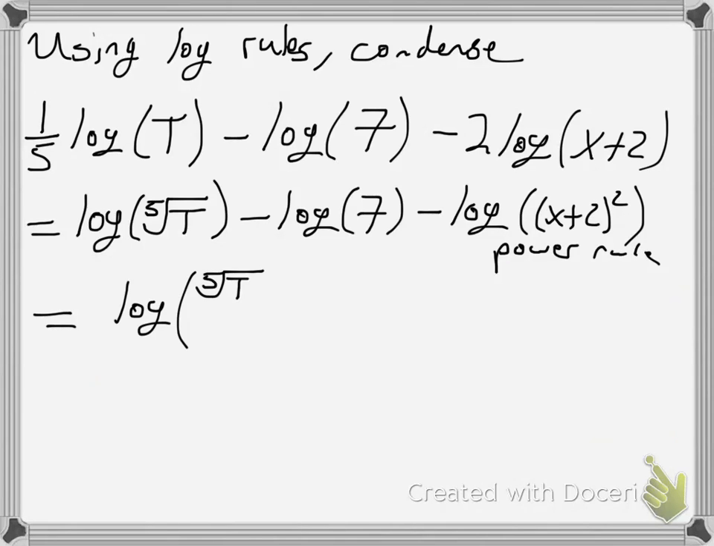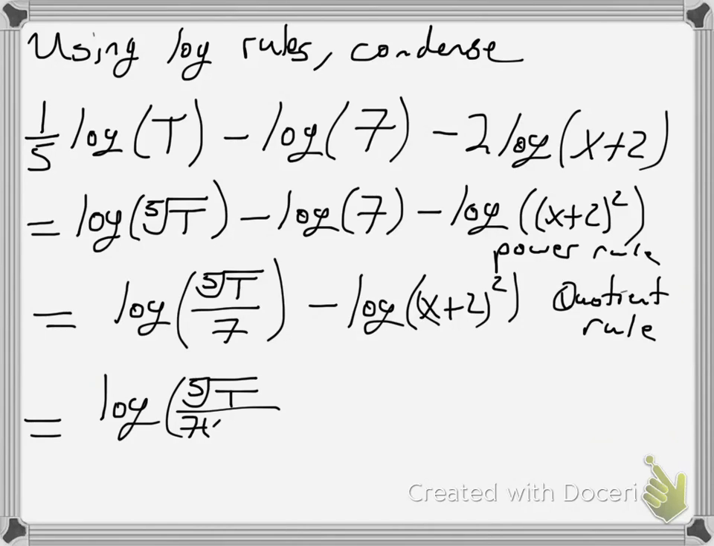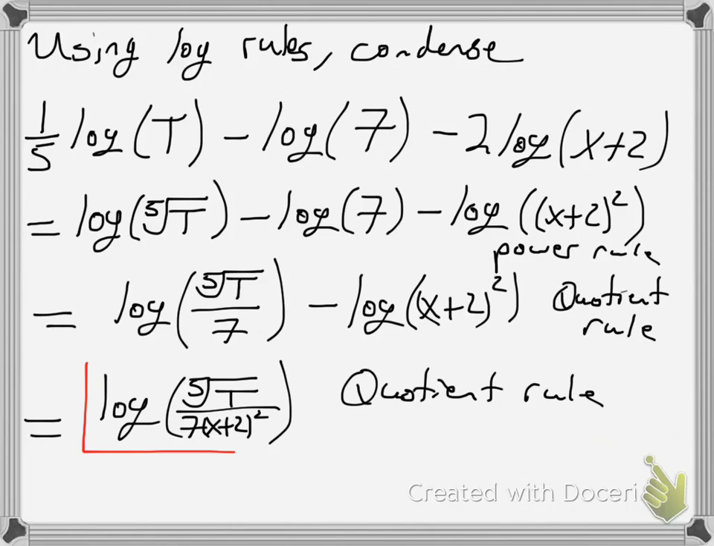Now we will combine the first two using the quotient rule. So log 5th root of t minus log of 7 can be combined using the quotient rule to be log 5th root of t divided by 7. And then we'll use the quotient rule one more time to get that remaining x plus 2. That's going to be in the denominator, so it's going to sit right next to the 7 there. So x plus 2 quantity squared goes in the denominator. And this time we used the power rule, the quotient rule, and the quotient rule a second time.